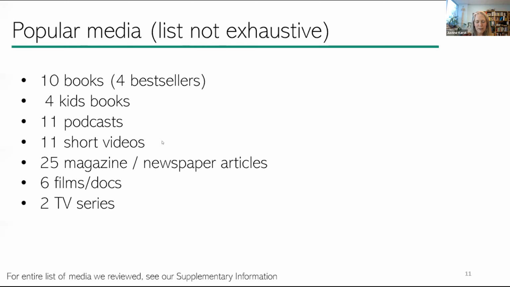So we read 10 books. 4 of these are bestsellers. We came across 4 kids' books. We listened to 11 different podcasts, watched 11 short videos. You've probably seen some of these videos. Some of them are from BBC, PBS. We went through 25 magazine or newspaper articles, watched 6 different films or documentaries, and then sat through 2 TV series. So this alone, we added up, was about 150 to 200 hours of just going through the popular media. And again, it was to get a sense of how people are thinking about this.